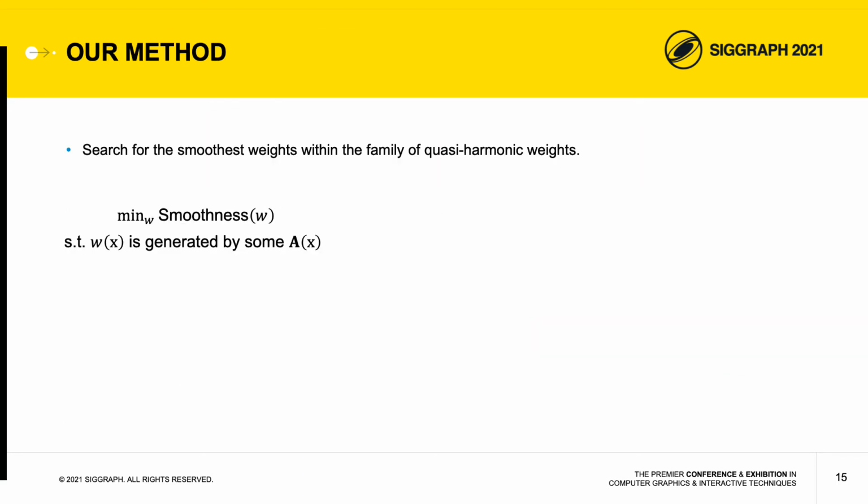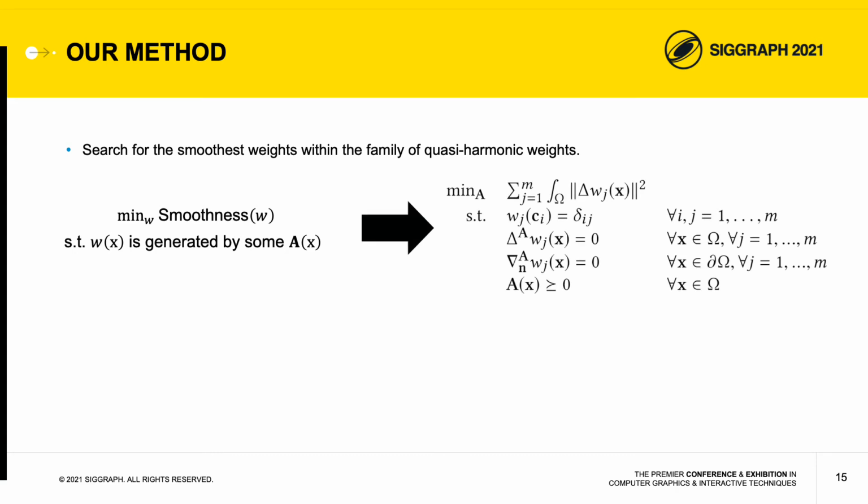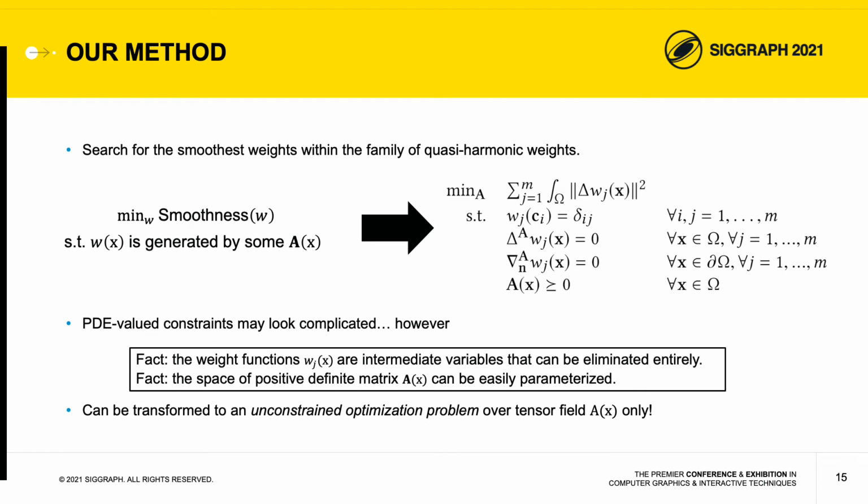After explaining our model of quasi-harmonic weights, here comes our method. We simply search for smooth weights within the family of quasi-harmonic weights. That means the weights are generated by some tensor A. By translating it into mathematical equations, here is the optimization problem we arrive at. We have a variational problem with PDE valued constraints. It may look complicated at first glance. However, due to 2 simple facts, the problem can be transformed into an unconstrained optimization problem over tensor field A only.